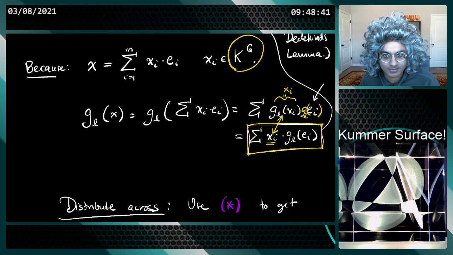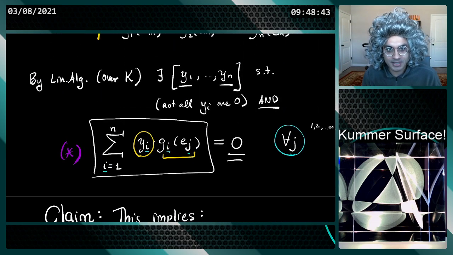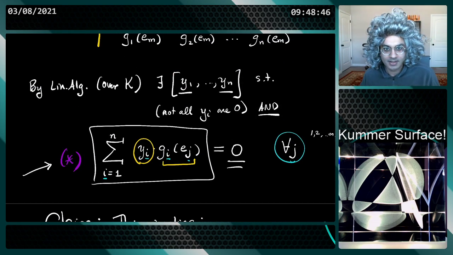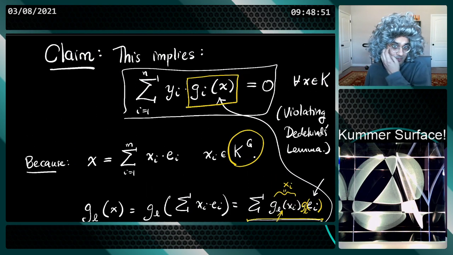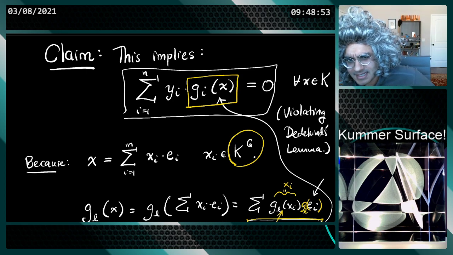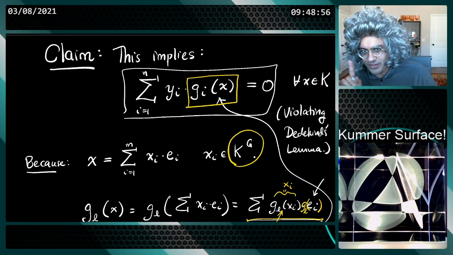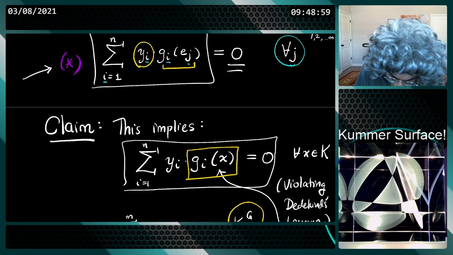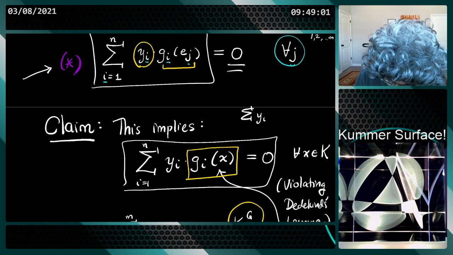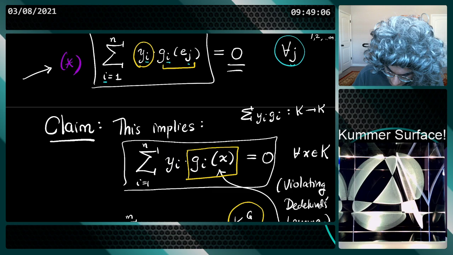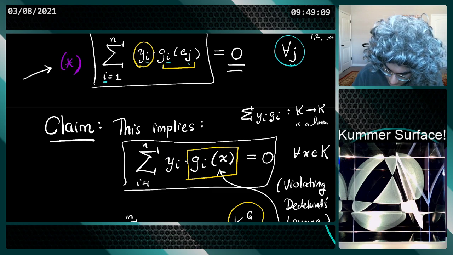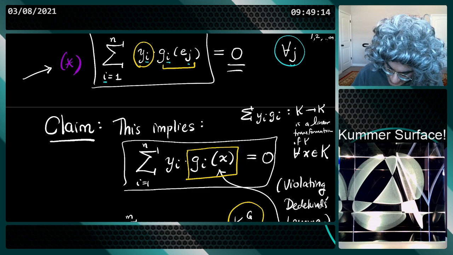And then you plug those in and you use this thing 1,000 times or something. And you still get 0. The point here, the fast way of saying this, is that if you look at this map, this is a linear transformation of kg vector spaces.